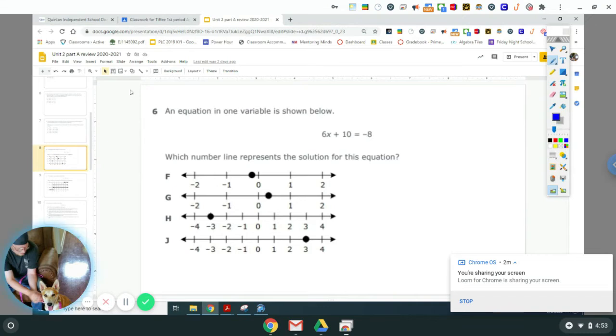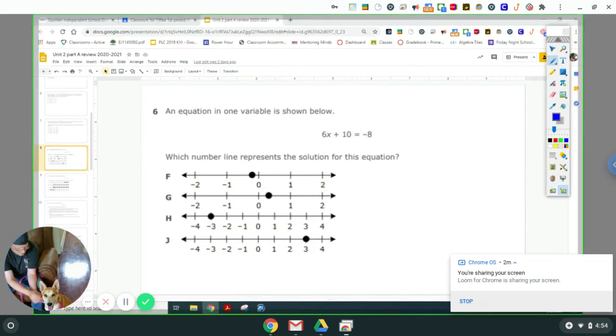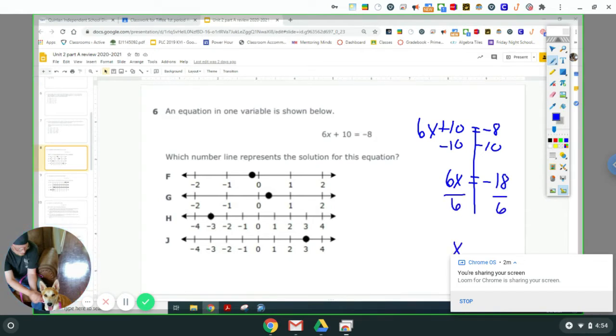All right, 6. The equation is in one variable as shown below. Which number line represents the solution? All right, so what we're going to do is solve this. So you get 6x plus 10 equals negative 8. So you draw your line, subtract 10 from both sides, get 6x equals negative 18. Divide by 6 on both sides, you get x equals negative 3. So the answer has to be H, because it's the only one that has negative 3.